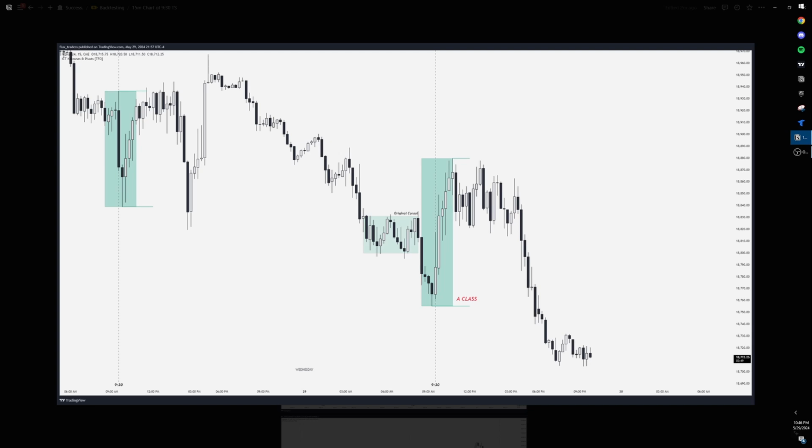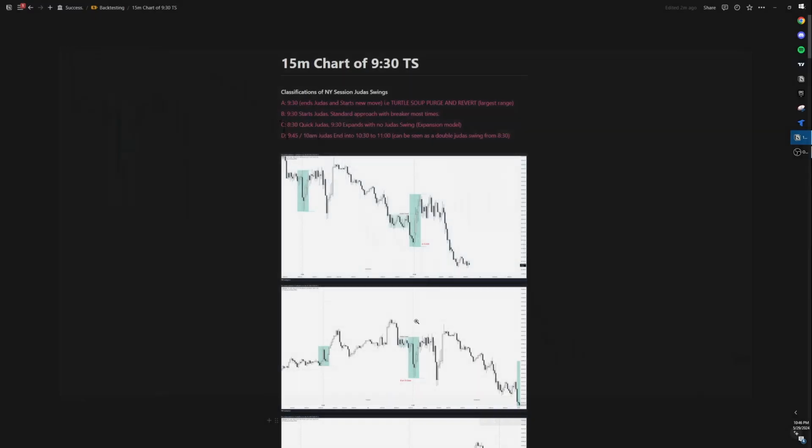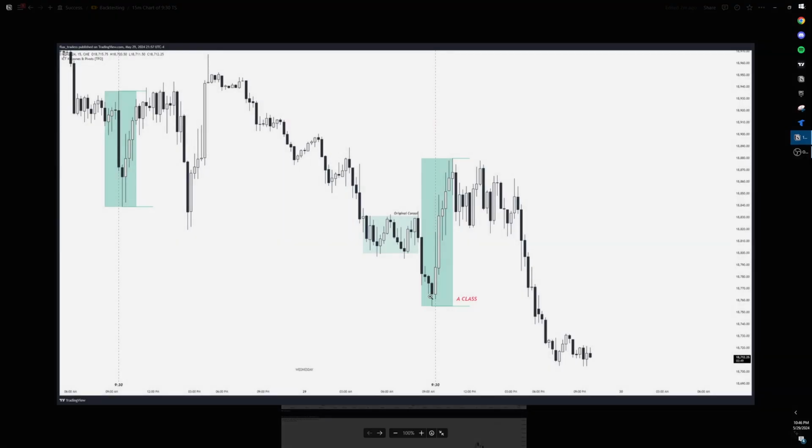So here's your A classification, where if you don't remember, I'll go back. If you want to screenshot this, it is posted in the 9:30 model Q&A. I'll link that right here if you want it. Look at the screenshots. But A classification is your 9:30 ends the Judas swing and starts a new one. So that's your turtle soup.